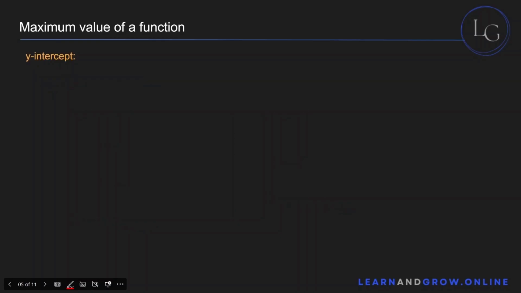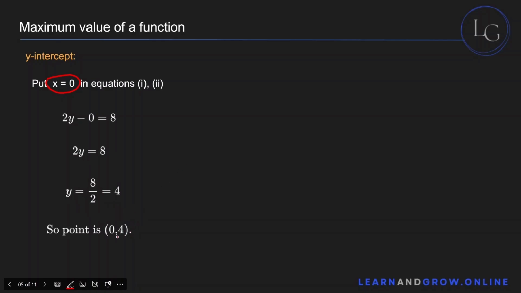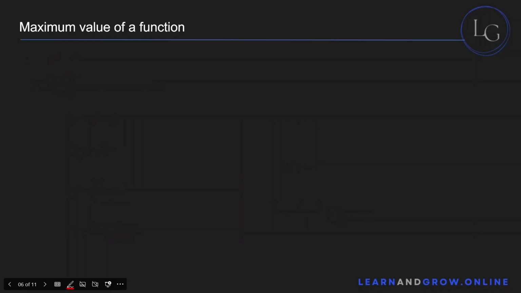And again, for the y-intercept, you just plug in x is equal to 0 instead of y is equal to 0, as in the case of the x-intercept. And when we plug it in equation number 1, we get the y-intercept as 0, 4. And when we plug it in the second equation, we get 0, minus 4. Simple. We found the x-intercept and the y-intercept for both inequalities.